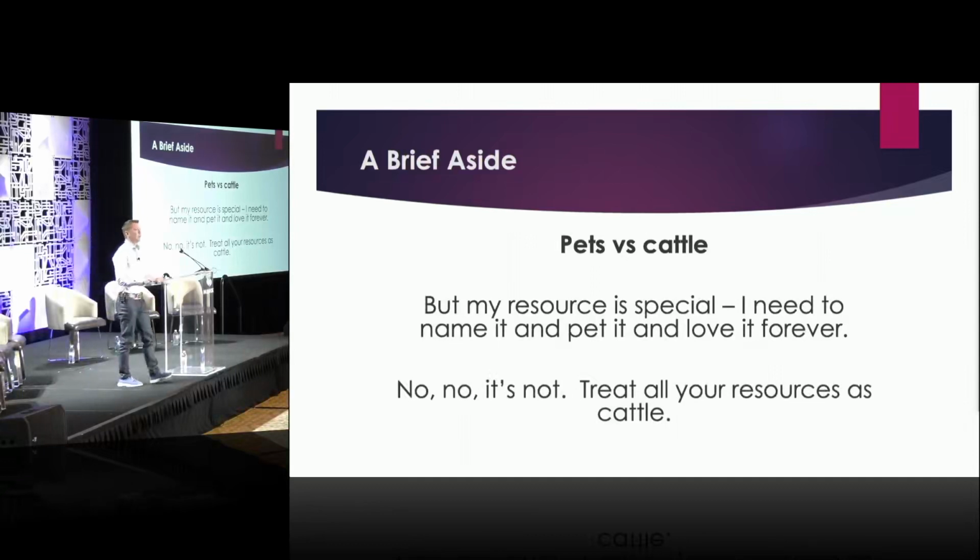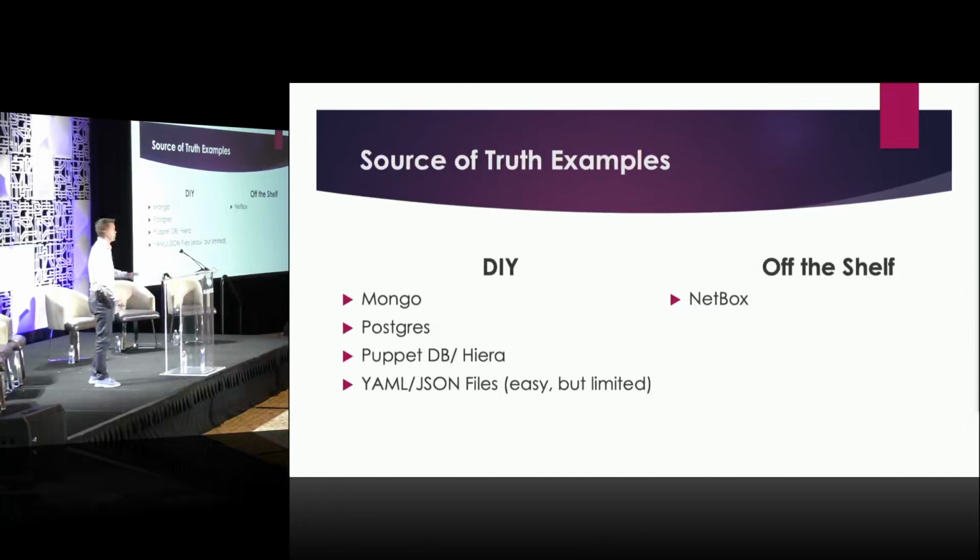Treat them like cattle. Don't treat them like pets. They're not pets. They shouldn't be something that you love and care for forever. Treat all your resources, and it doesn't matter what it is, whether it's a switch, a server, a VM, treat them as cattle. This frees you from that restriction of having to care about all the things. Okay, that's the end of my little soapbox speech on that.